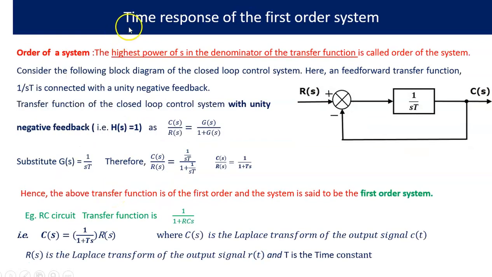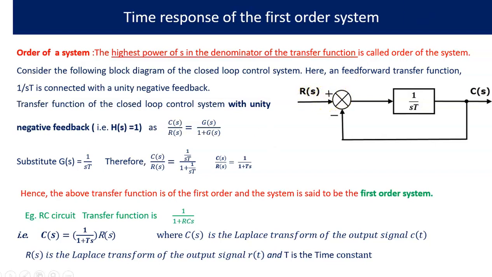Now, we have to find the time response of first order system and second order system for unit step input. Before that, what is the order of a system? The highest power of s in the denominator of the transfer function is called the order of the system. The denominator of the transfer function equated to 0 is called the characteristic equation, which we already studied.